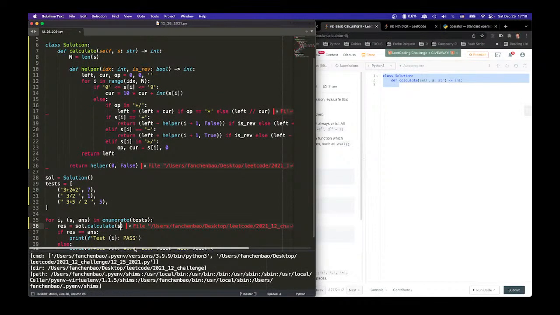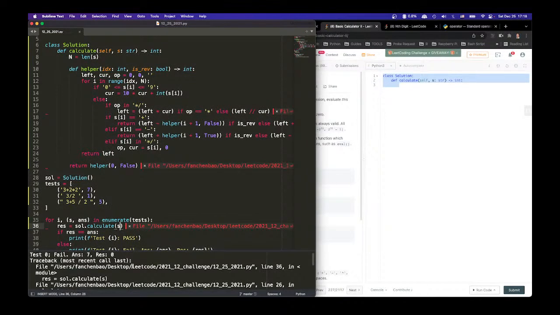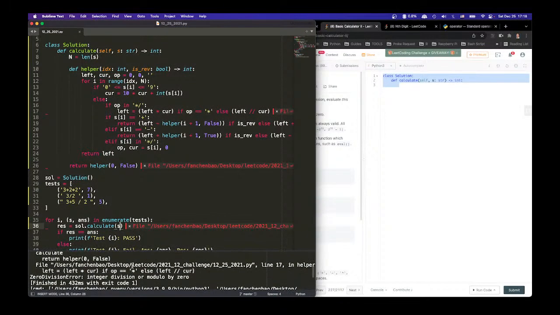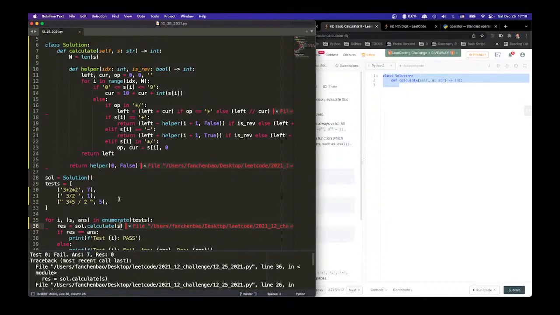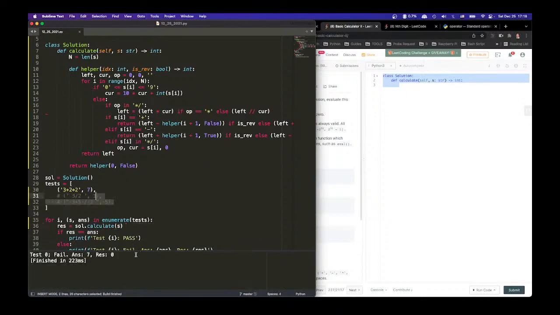Ooh. What happened? Integer division modulo by 0. That's interesting. How is that possible? And of course, the first one we got it wrong. Okay. Result is 0. Huh?